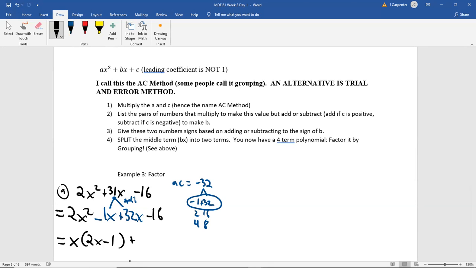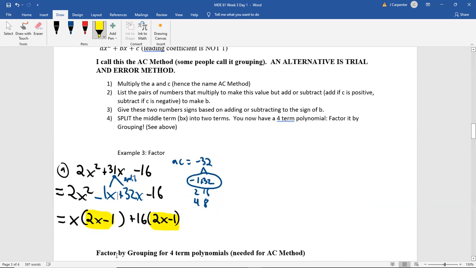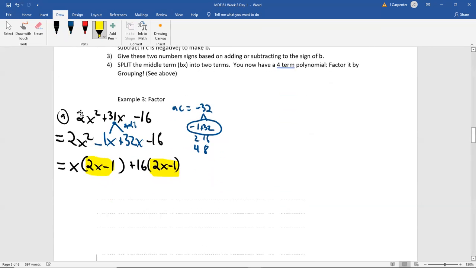The GCF between 32 and 16 is going to be 16. Open up parentheses. We're dividing by a positive, so no sign changes. 32x divided by 16 is 2x. Negative 16 divided by 16 is a minus 1. And look at that. 2x minus 1, 2x minus 1, they match, making it a third GCF.